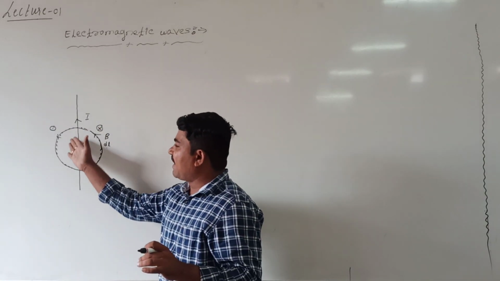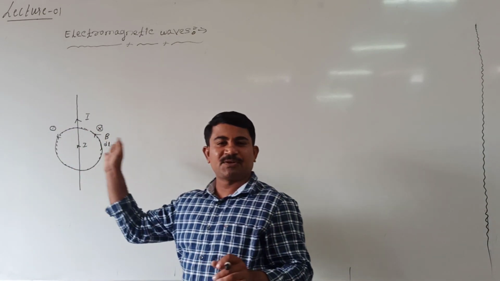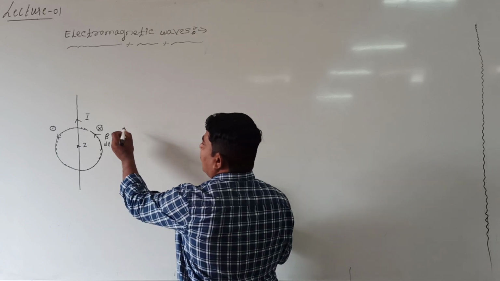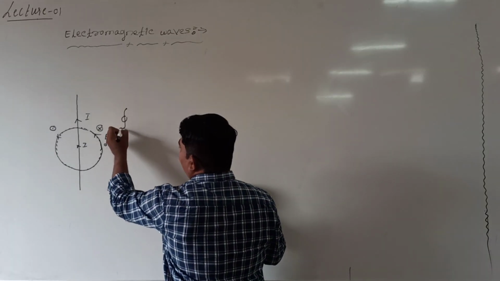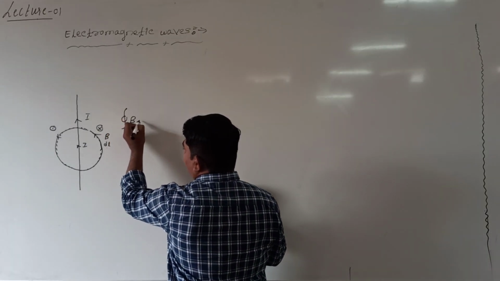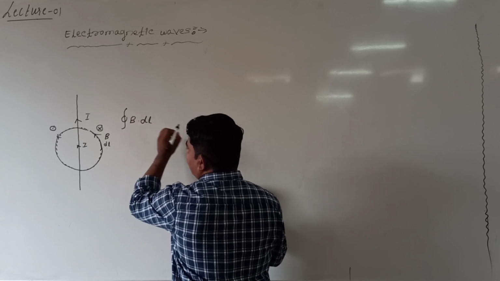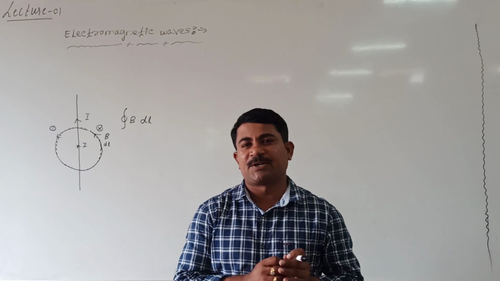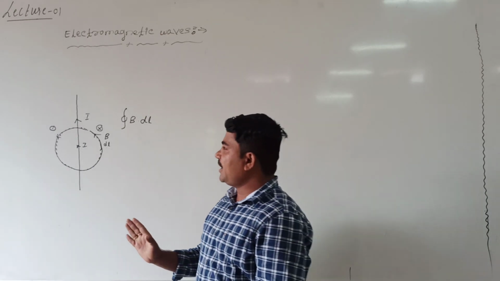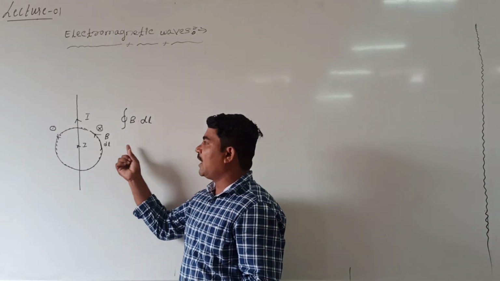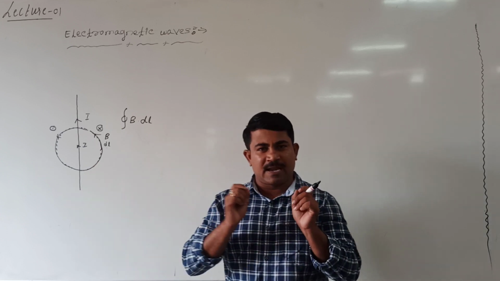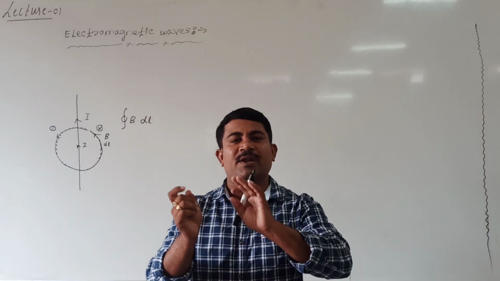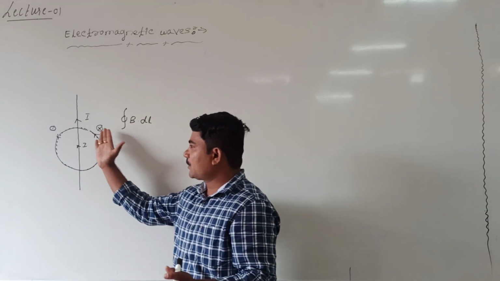Now it is a closed path. This is a closed path. Line integral of magnetic field over a closed path can be given by what value? Dot product of magnetic field and small length of current element. What does Ampere circuit law say? Line integral of magnetic field around current carrying conductor, I mean line integral of magnetic field around any closed path. This is the closed path.